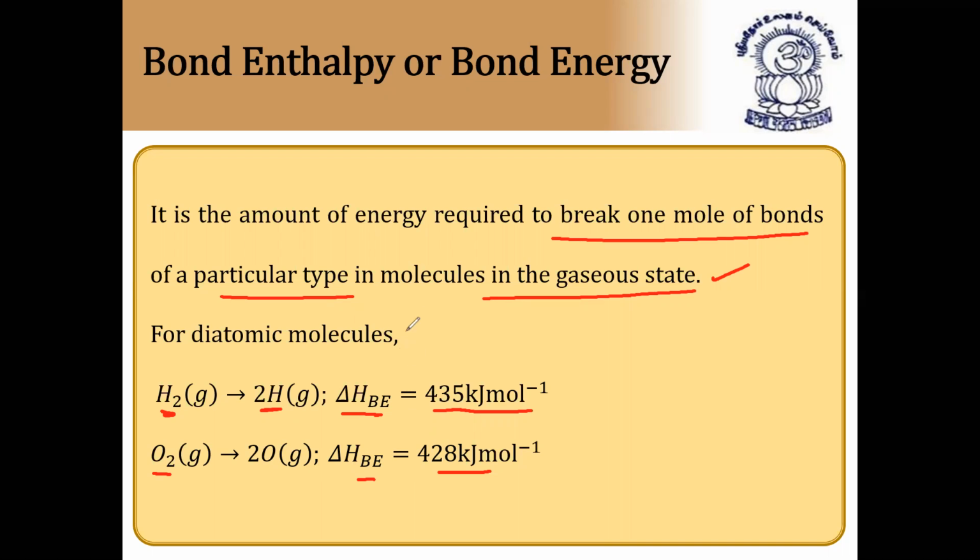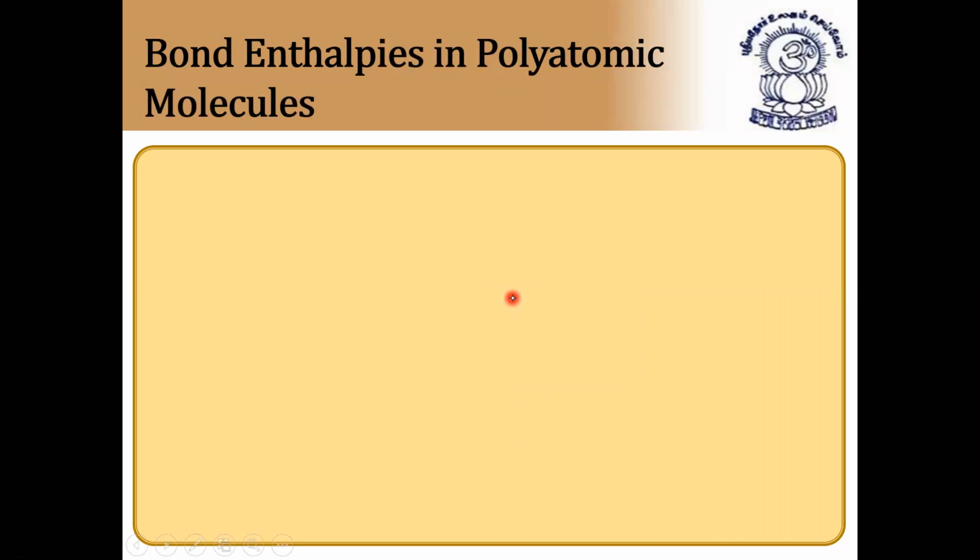So the energy required to break 1 mole of bonds of a particular type in molecules in a gaseous state is called bond enthalpy, or bond dissociation energy, or bond energy. So this is called bond enthalpy. Whenever bond enthalpy is there, we have to take bond enthalpies into consideration also.